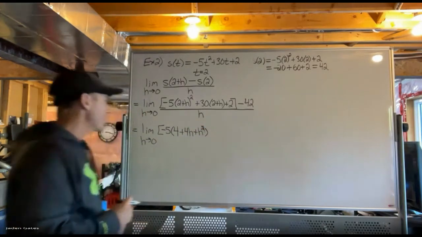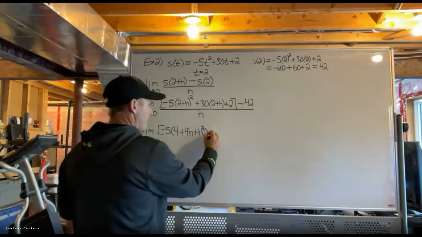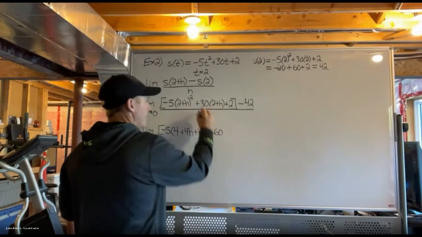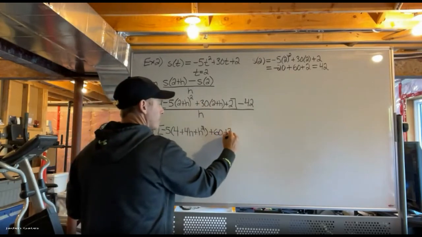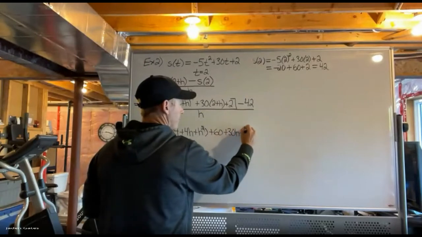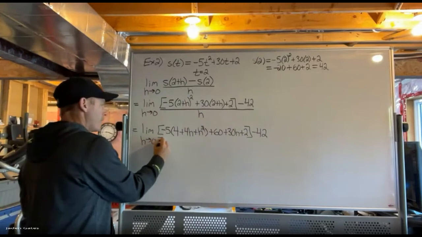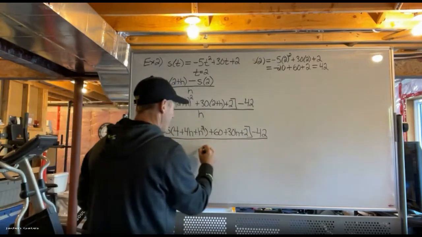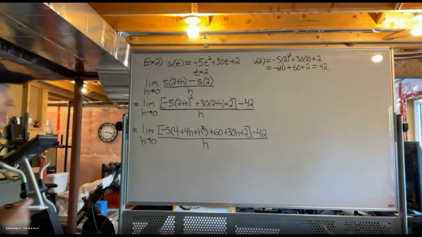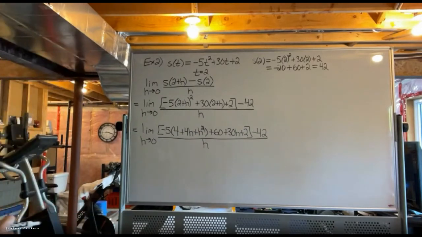So that's in brackets. That's just that part. Then I got this part. 30 times 2 is 60. 30 times h is 30h. And then I got this plus 2. And again, I can't forget about my minus 42. And the problem we have here again is we got to divide by h, which is 0 right now, and it's close enough to 0 to call it 0. All right, whew, still getting it together here.